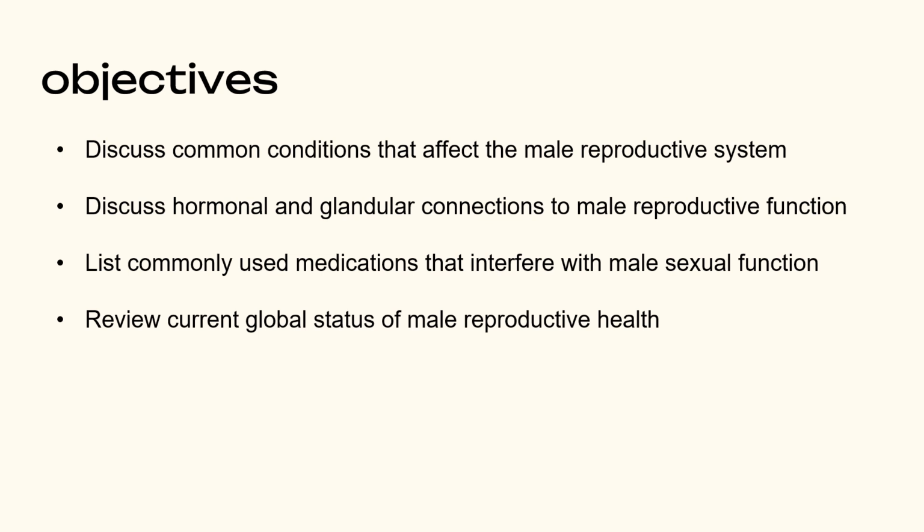So the objectives in this particular section are to discuss common conditions that affect the male reproductive system. We're going to discuss some of the hormonal glandular connections to male reproductive function, list some commonly used medications that interfere with male sexual function that you would not believe do that, and then review the current global status of male reproductive health. And there are some really good current studies taking place that we're going to talk about, some of those interventions that are being planned.